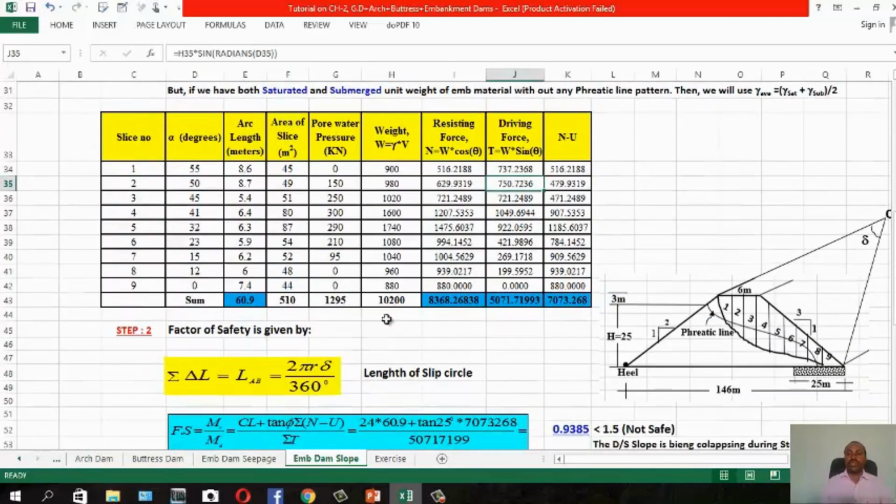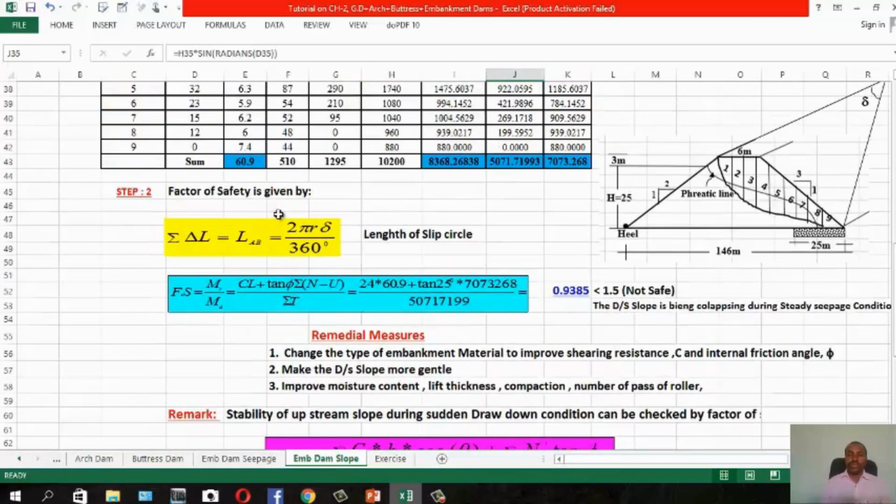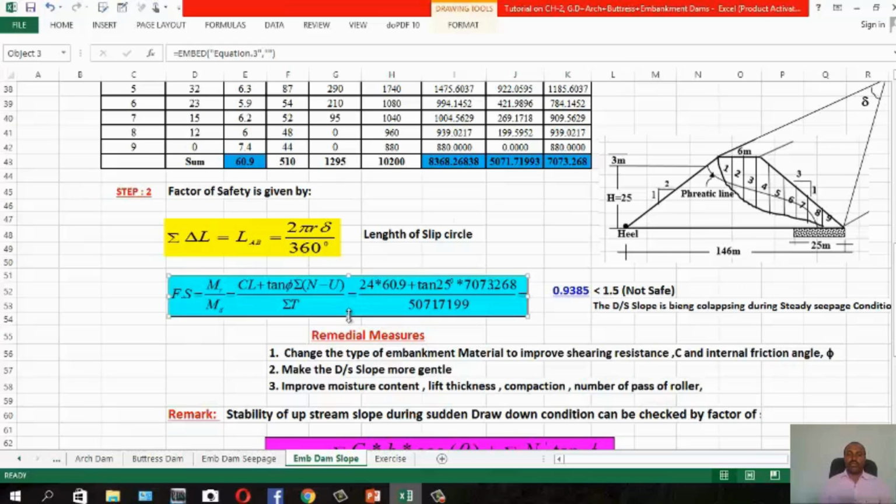Otherwise, simply take the given value. So the factor of safety is given by this equation. I think you know this equation. This is just for the downstream steady seepage condition. You will use this equation.